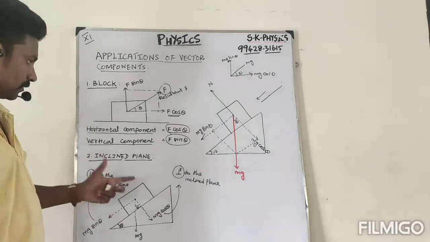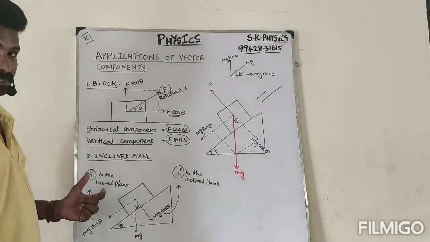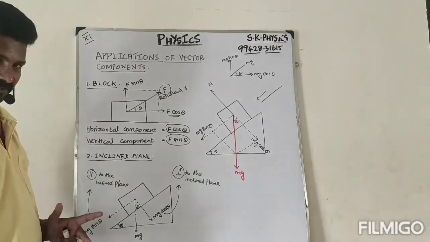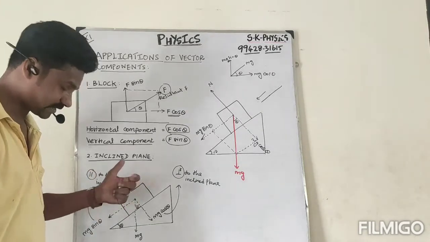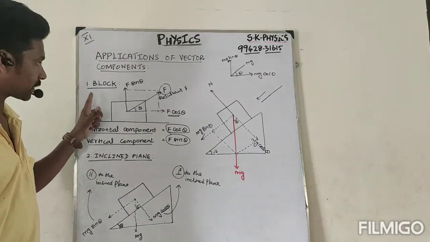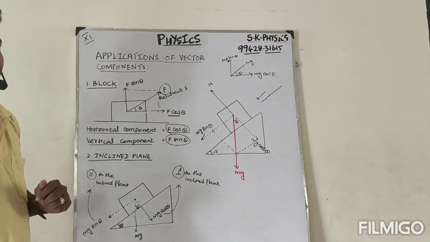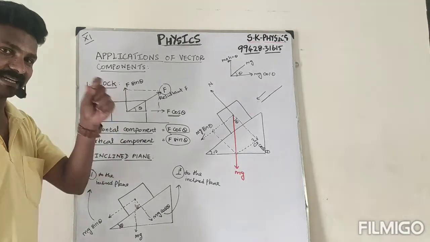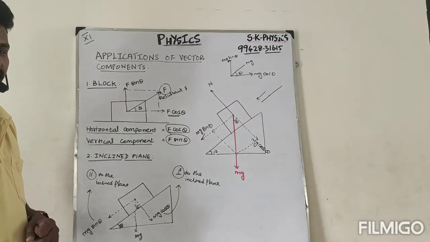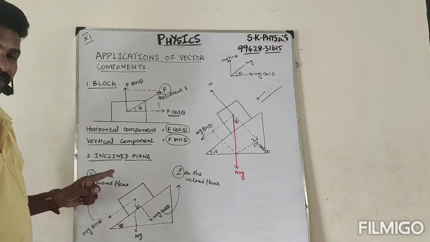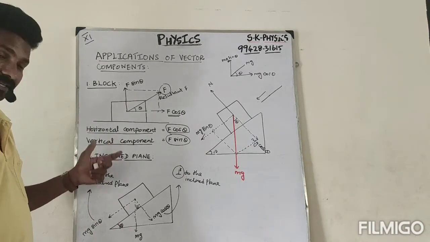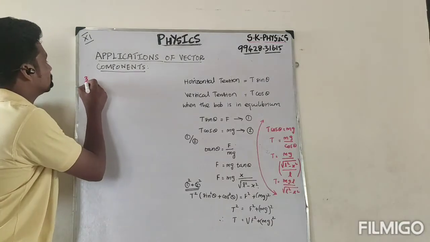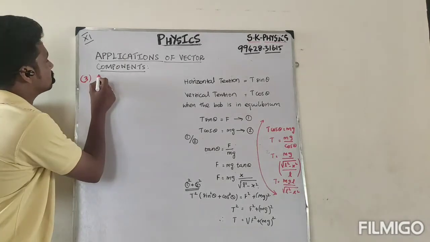Okay, students. I hope you got some idea of how to find the resultant values, or how to divide them into components, for a block alone on the horizontal plane, and the next one, a block on the inclined plane. The next one, the third application, is the simple pendulum.